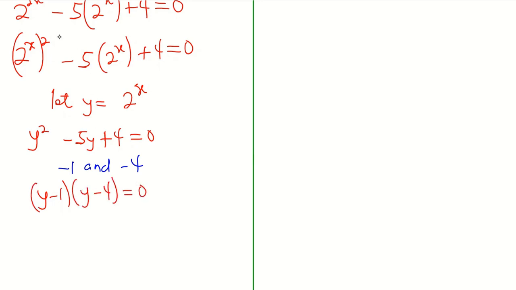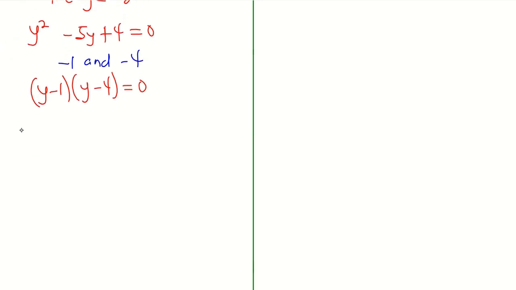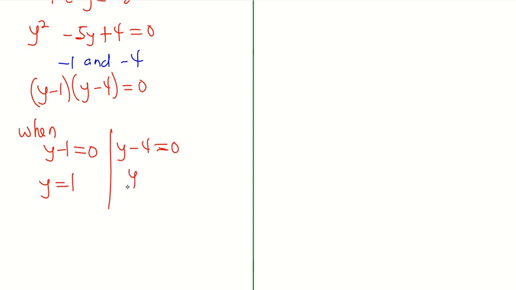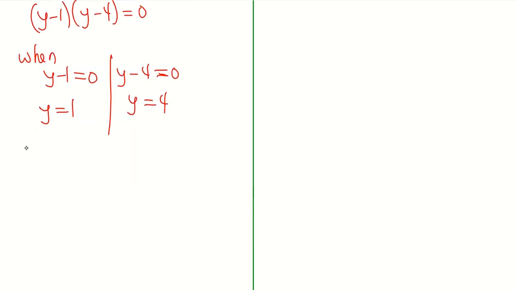At this point, we can find the value of y. When y minus 1 is equal to 0, we have y to be 1. In the same way, when y minus 4 is equal to 0, then y is equal to 4. These are the values of y, but we are interested in finding the values of x. Remember that we said we should let y be equal to 2 exponent x.